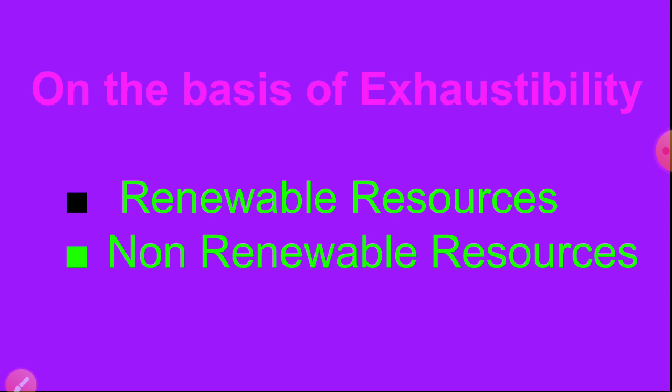Second, on the basis of exhaustibility, renewable resources. Renewable means never runs out, which can be used repeatedly. Examples like geothermal, heat from the interior of the earth, and non-renewable resources. Some are recyclable, but some like fossil fuels get exhausted or run out.